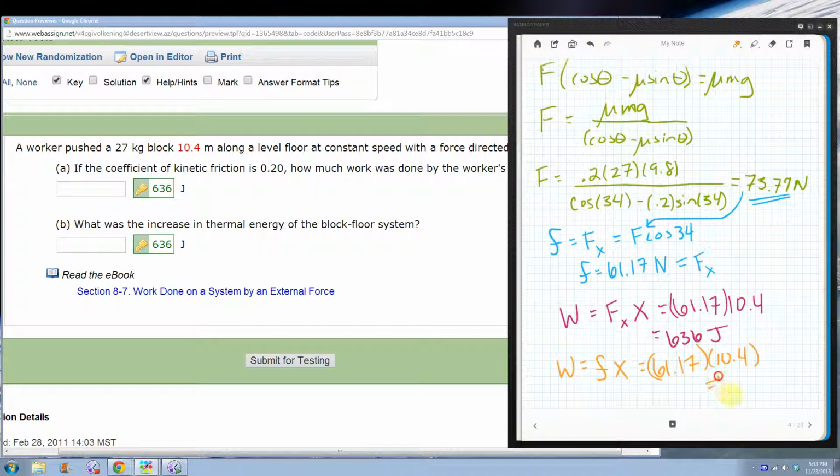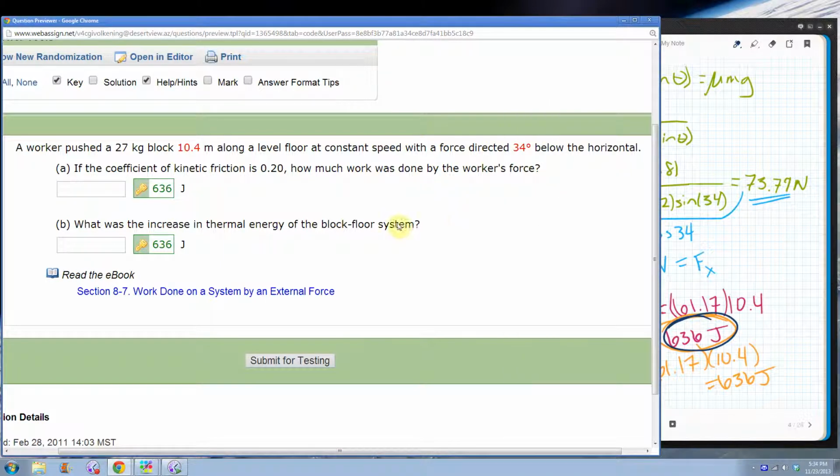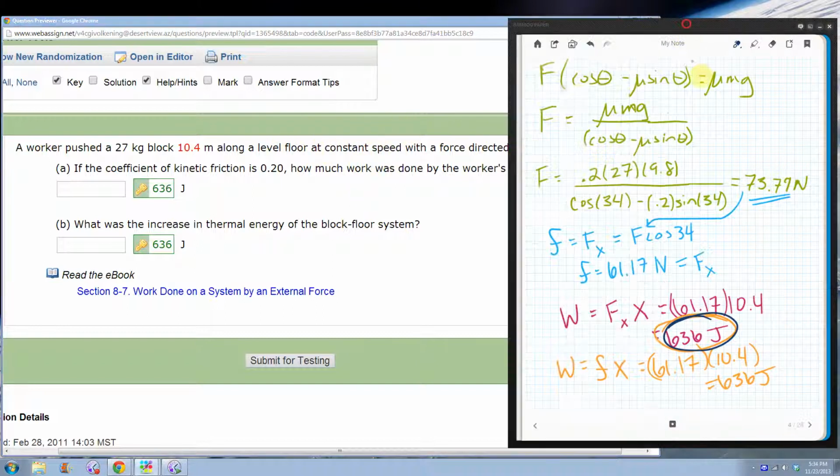Another way to think about this is if the worker did this much work, but the energy of the box didn't change. It didn't rise or fall, so the gravitational potential energy didn't change. It was at a constant speed, so the kinetic energy didn't change. So if the worker put this much energy into the box by doing work, but the box's energy didn't actually change, that 636 must have gone somewhere else. It must have become thermal energy. That's really the only default answer. If you have energy that seems to have been misplaced, that place is thermal energy.